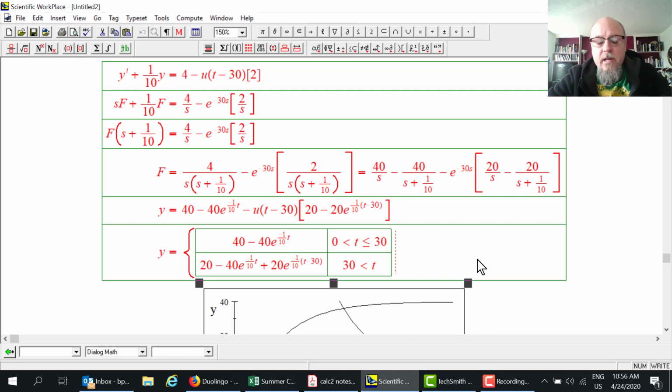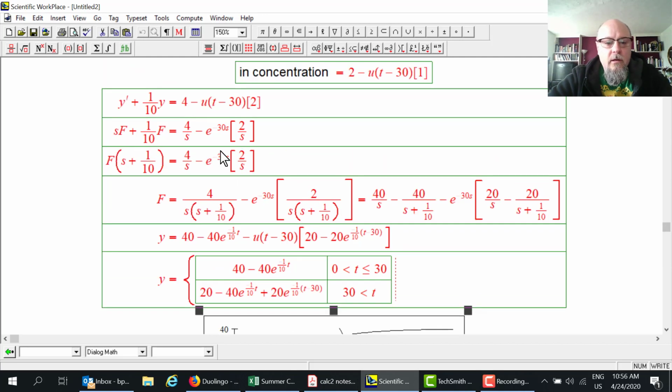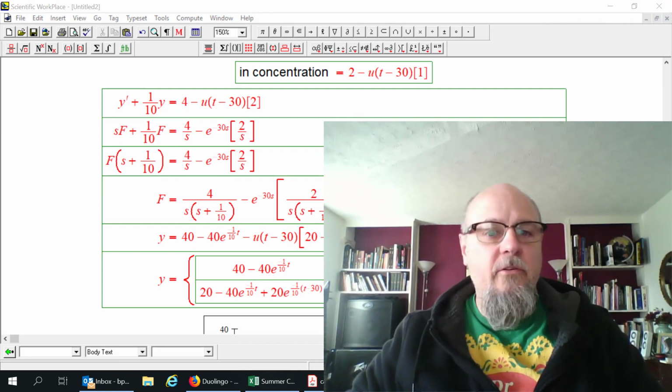Okay, thinking about the quiz then. The quiz doesn't have a tank question on it, but the quiz format starts here. We could have given you a differential equation with a step function: take the Laplace, solve for F, then inverse Laplace. That's the sort of thing that we need to do on the quiz using your chart. How does that sit with you?